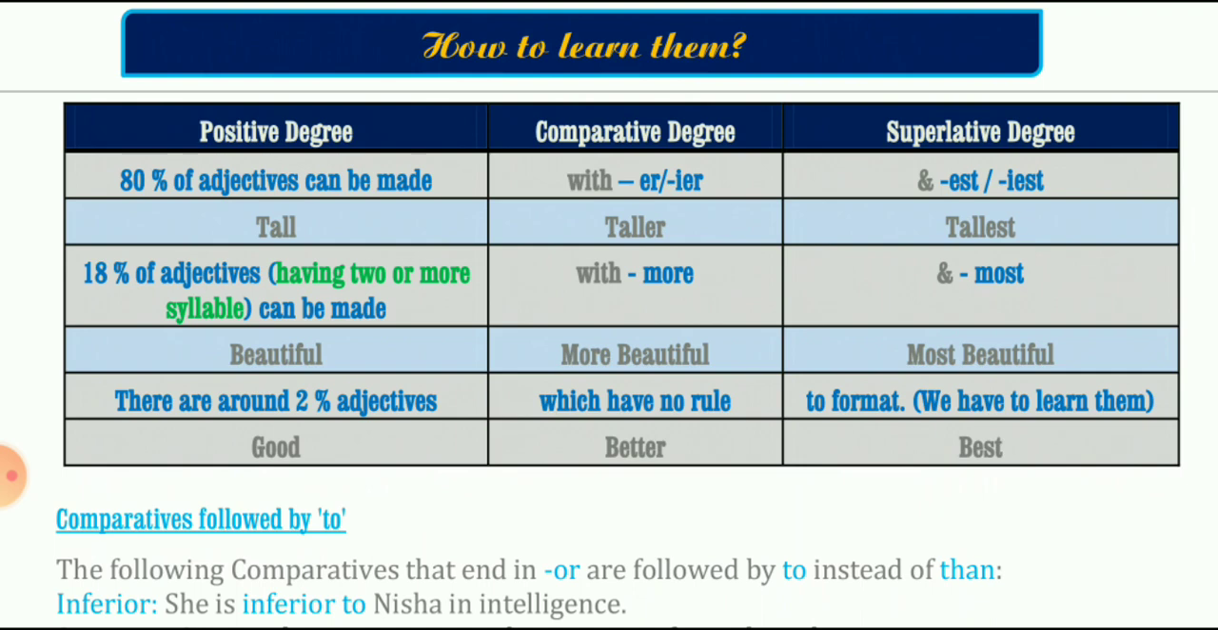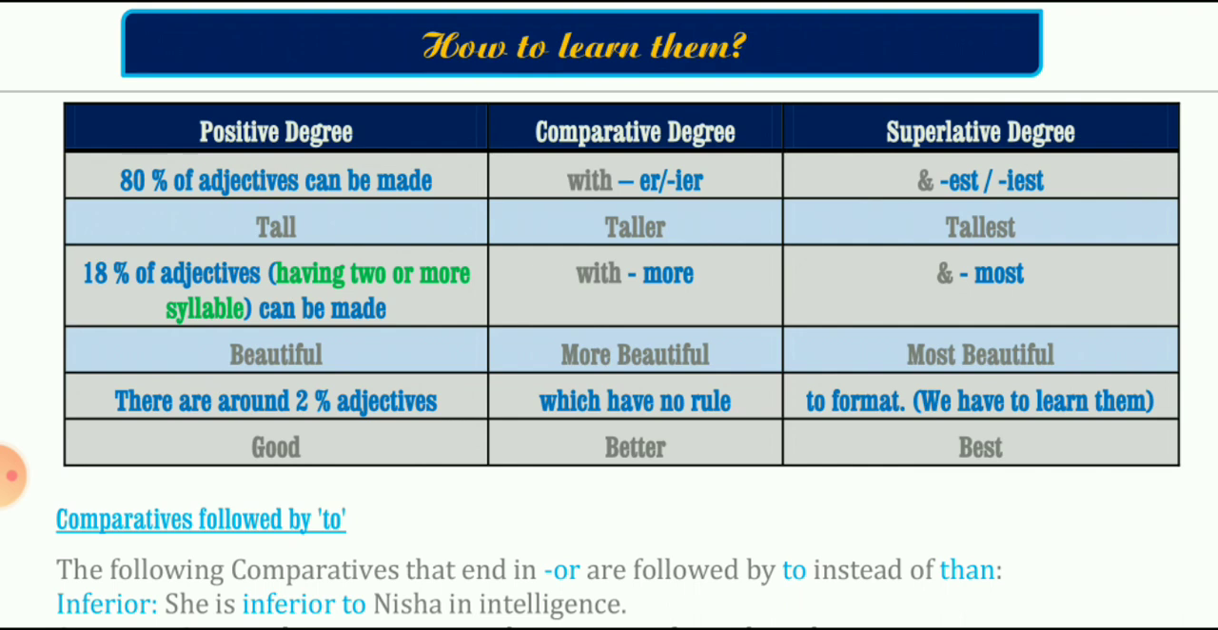18% of adjectives have two or more syllables. You know very well, syllable means when we pronounce any word and we make parts while speaking that word, that is called syllable. So these can be made with more and most, like beautiful. There are three syllables in this word, beautiful. That's why we'll use more beautiful, and in superlative form most beautiful.